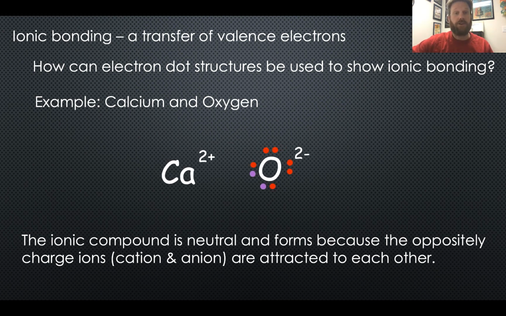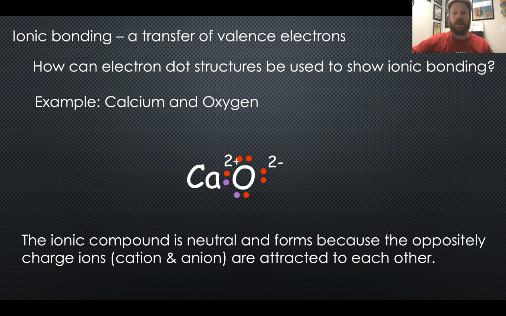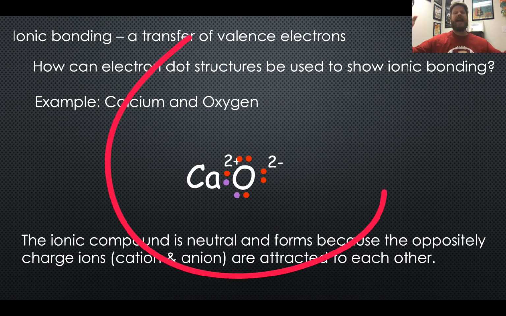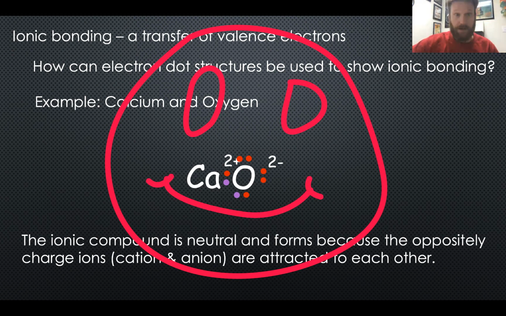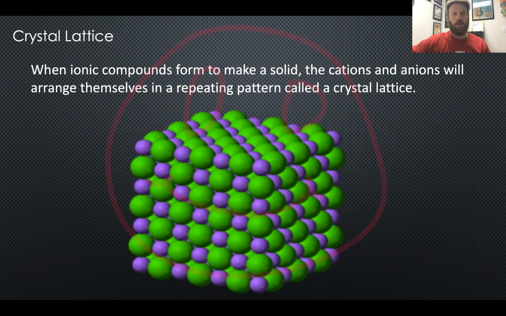The oppositely charged ions are then naturally attracted to each other and an ionic bond forms. Man, I love chemistry. Ionic substances form a repeating pattern of oppositely charged ions called a crystal lattice. If this purple ion is a cation, then next to it would be an anion, then a cation, then an anion, and then you get the picture.